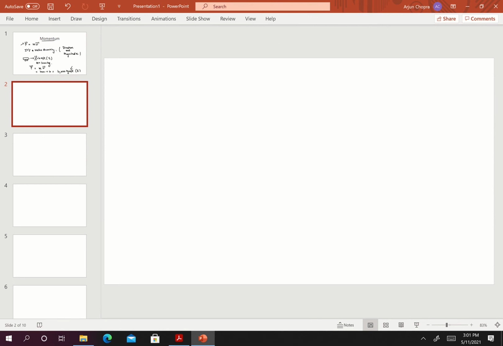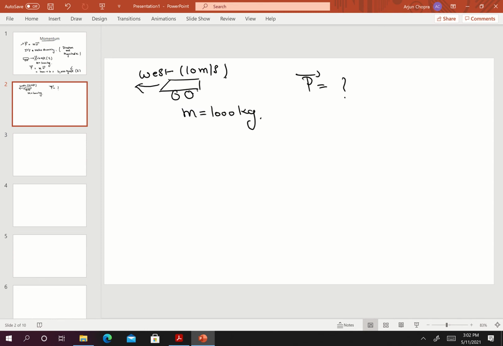Now let's take another example. Let's say the same car is now moving in the west direction, again with 10 meters per second, and the mass of the car is equal to 1000 kgs. I want to find the momentum. I'll encourage you guys to pause the video and find the answer for this one. Let's look into what you've got and whether that matches with the answer or not.